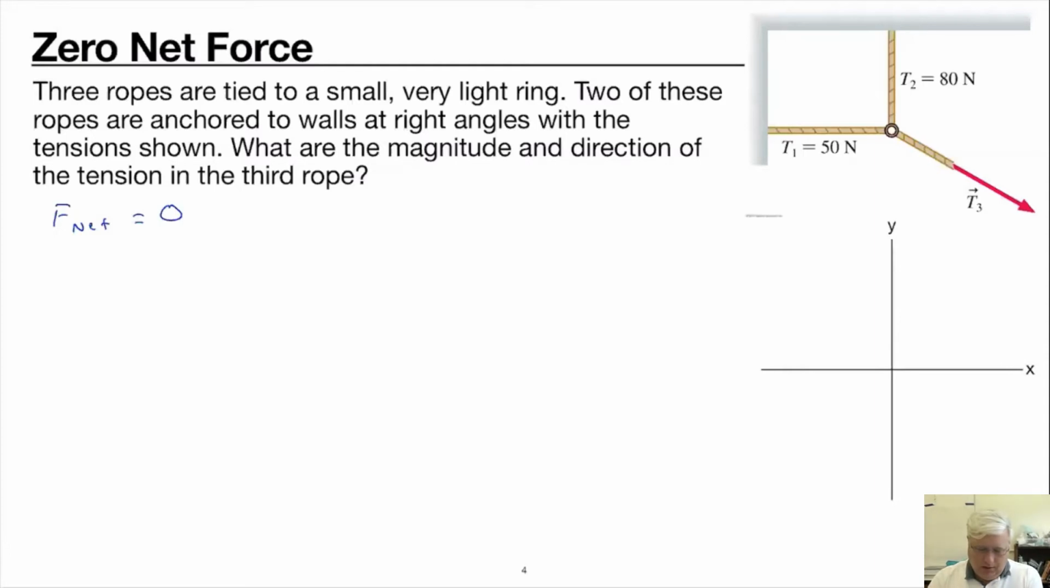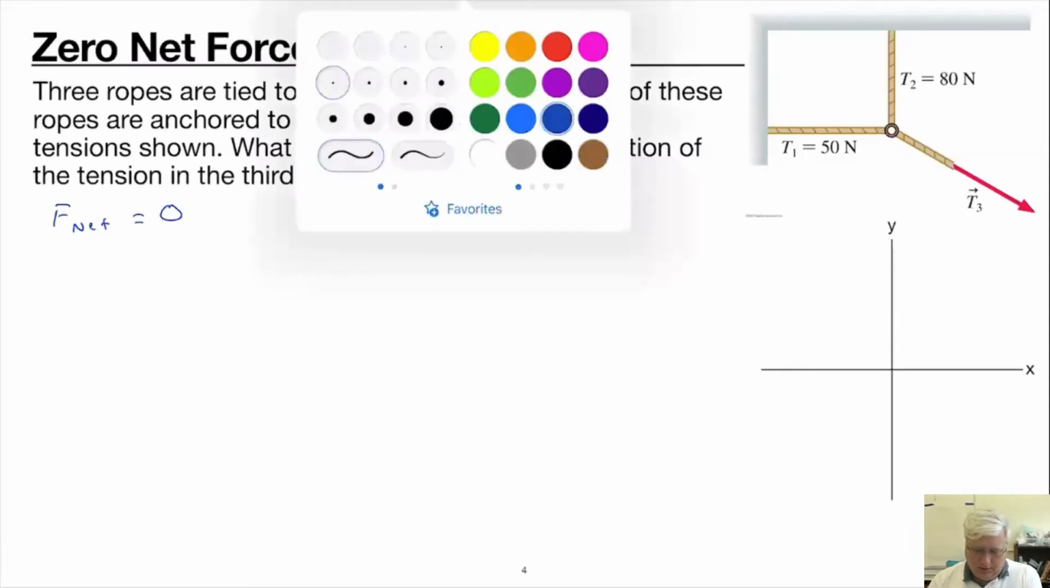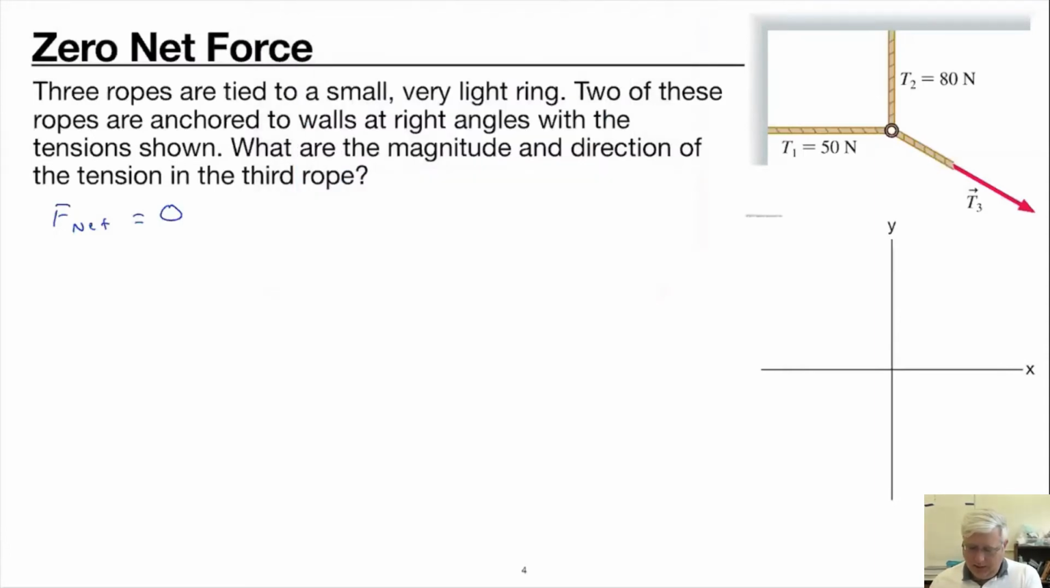So let's say we have tension 1 is that rope there. So I'm going to draw an arrow to represent that tension. So it's pretty nice. It's right there along the x-axis. So that's T1, 50 newtons.